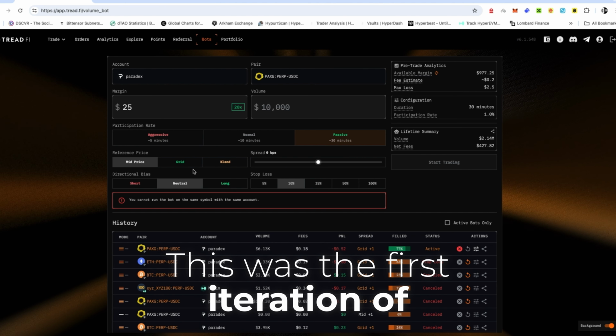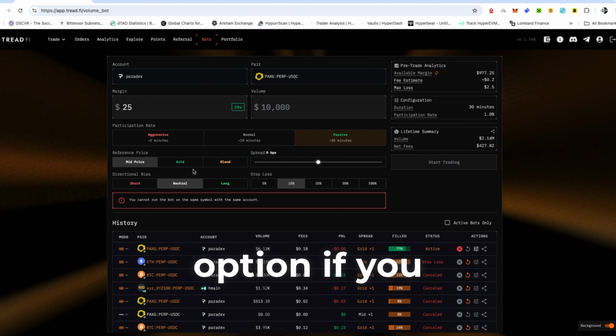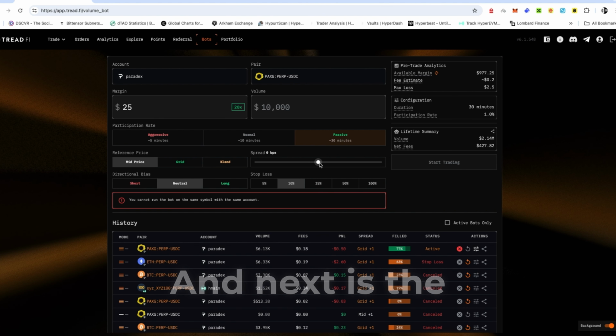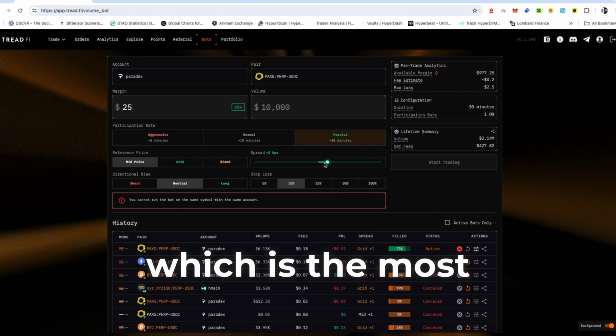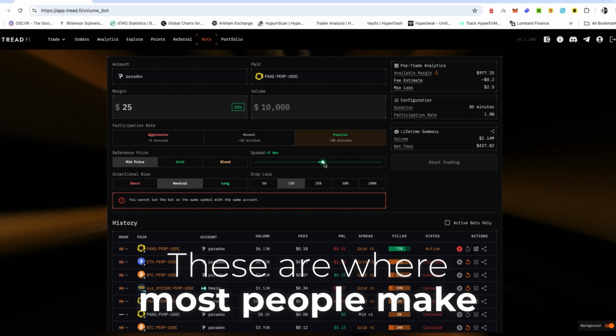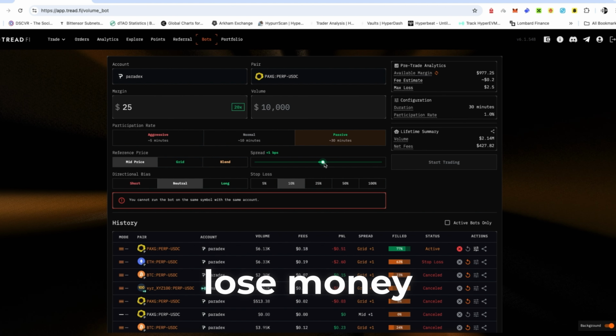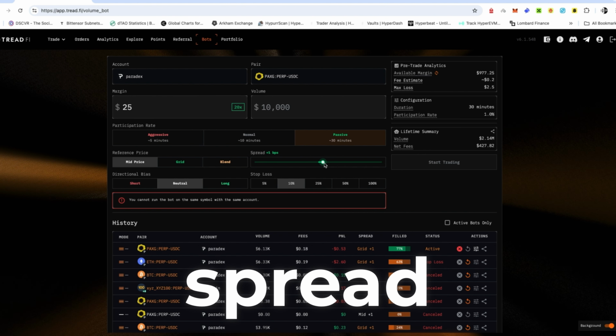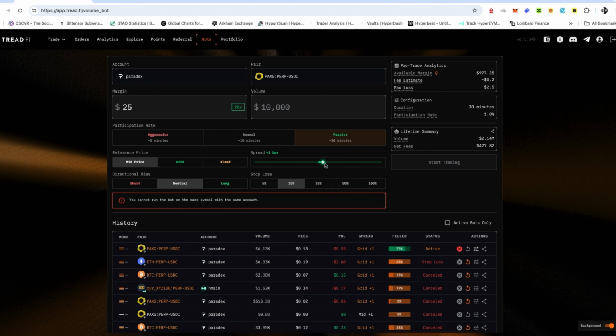This was the first iteration of the trade board, and it's the easiest option if you're new and don't know how to read charts. And next is the grid board, which is the most popular option. This is where most people make money and also where most people lose money. Grid is used to lock in profit at a specific spread. For example, grid plus 1.